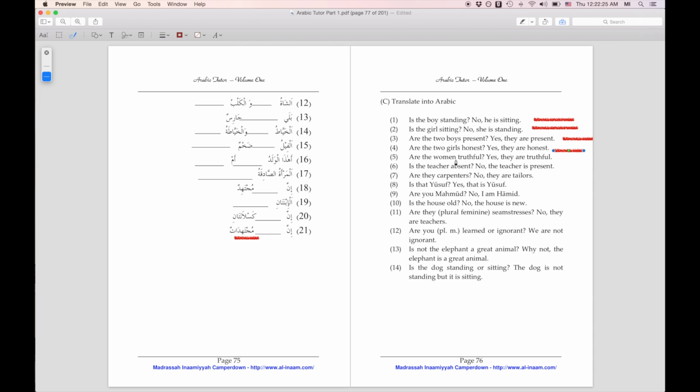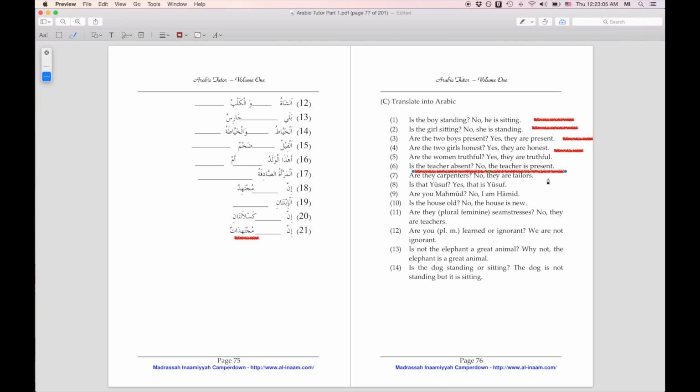Are the two women truthful? I don't know the difference between honest and truthful in Arabic, so I'll use the same word. Halil imra'atani. The women actually, that's a plural, jama. Actually, nisa. I will say nisa. Halil nisa'u sadiqatun. Yes, they're truthful. Na'am hunna sadiqatun. 6. Is the teacher absent? No, the teacher is present.